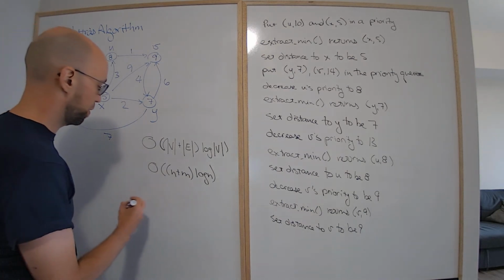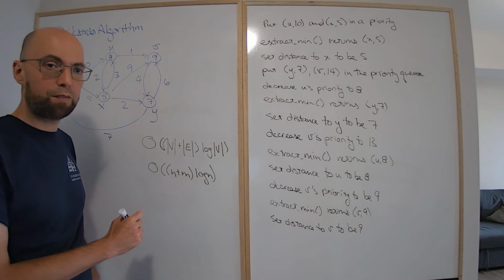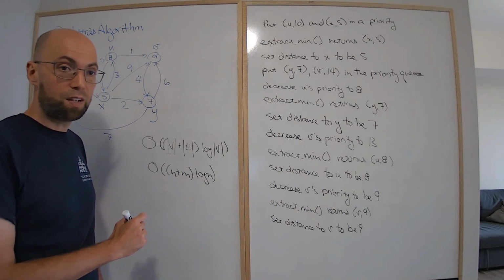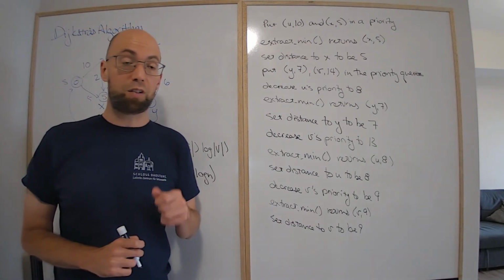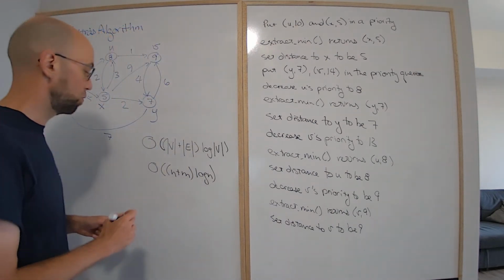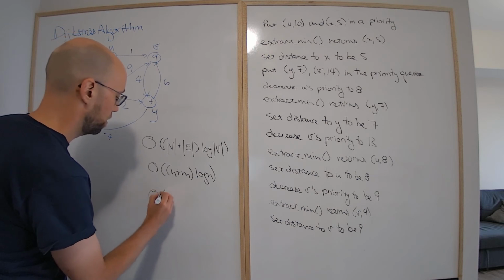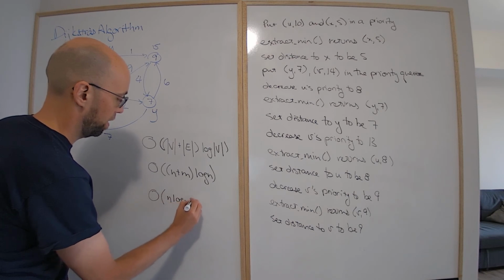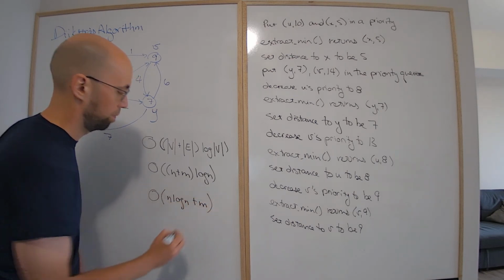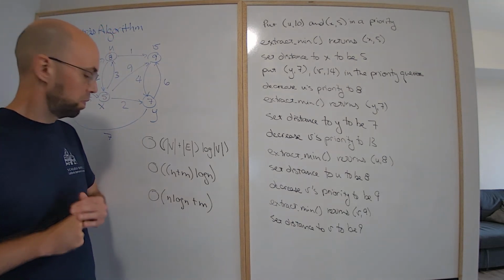And then there is a priority queue called a Fibonacci heap, where decreasing the priority takes amortized constant time. And if you use that data structure, then you get O(n log n plus m). Okay, which is pretty good.